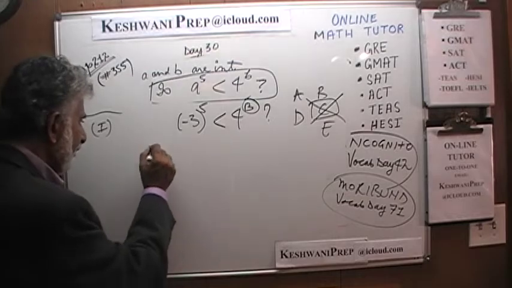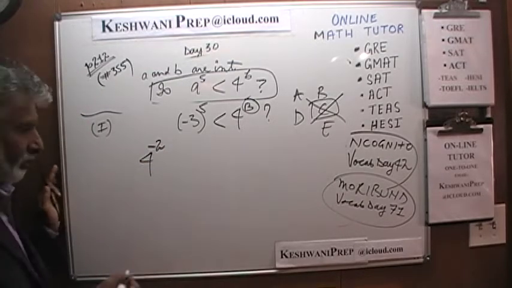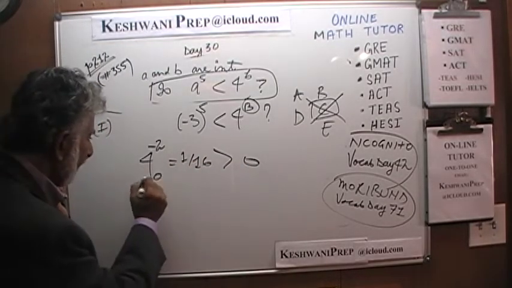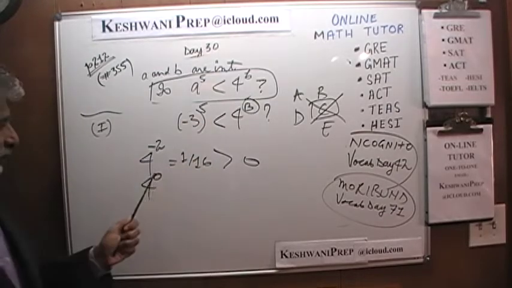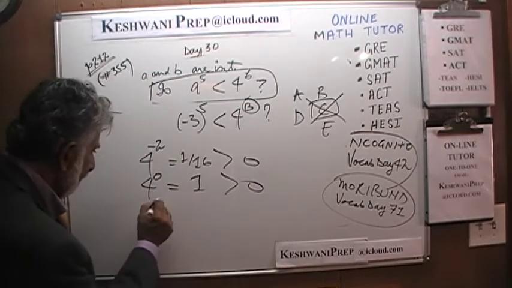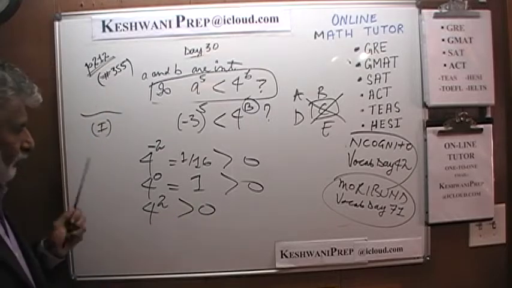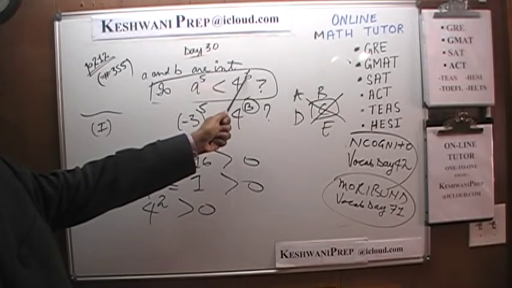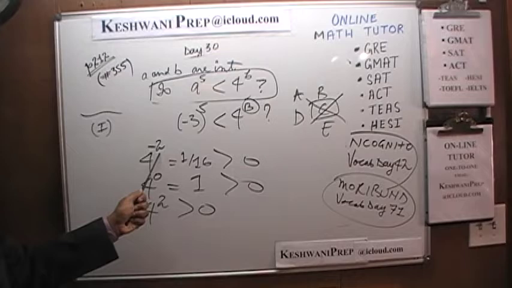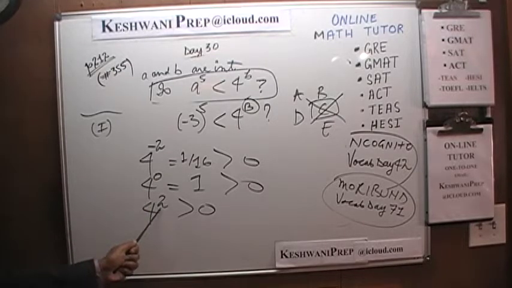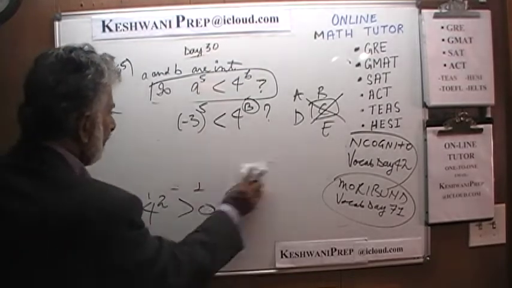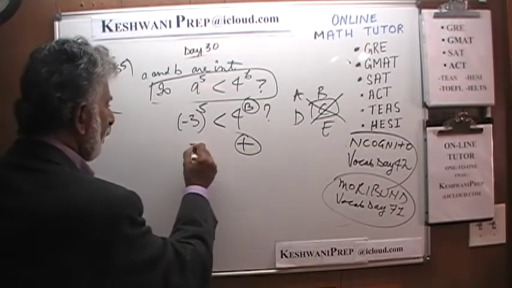For example, if B happens to be negative 2, it's just 1 over 16. It's positive, more than 0. If B happens to be 0, we know B is an integer, so maybe B is 0, in which case it is equal to 1. It is positive. If B happens to be positive, then of course it's positive. We do not need to know anything at all about B. We know it's an integer, we don't know whether it's negative, zero, or positive, but it doesn't matter. In all cases, this quantity will always be positive, and this quantity will always be negative.